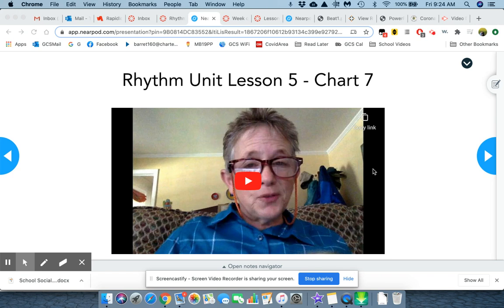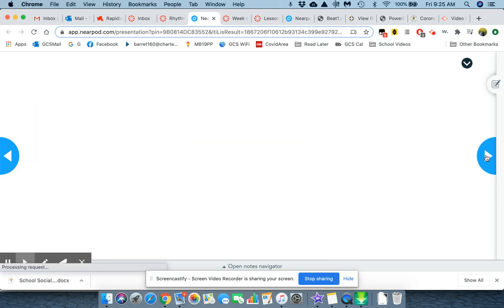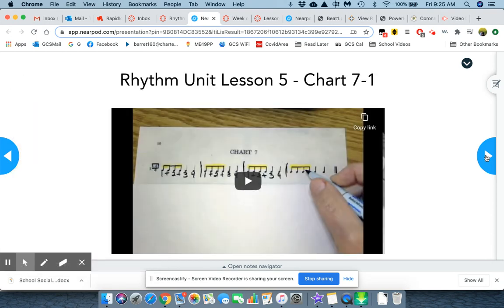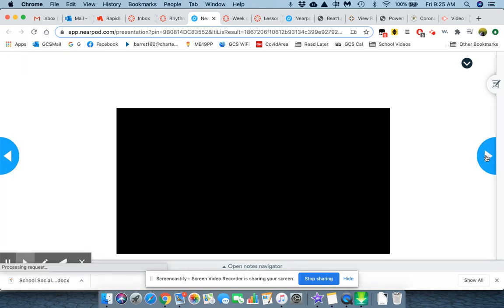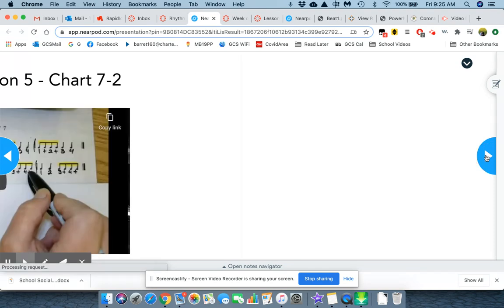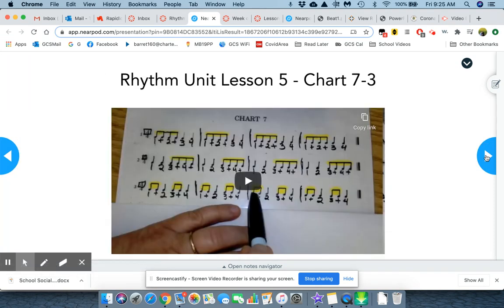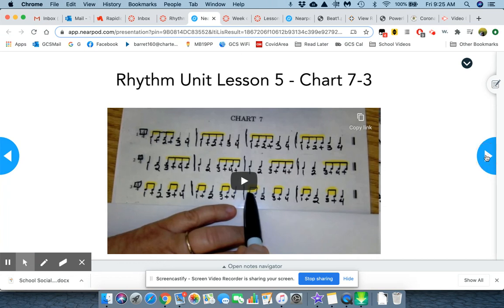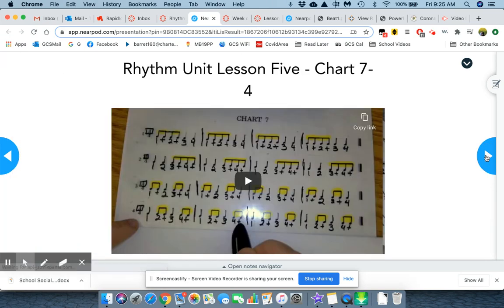Hi, this is a video to help you understand how to complete Lesson 5. So let's imagine that I have already watched this first video and I click forward. Then I watch how we complete chart number 7-1, the first one on 7. Then I look at number 2, more quarters and eighths. And then I look at number 3, more eighths and quarters.